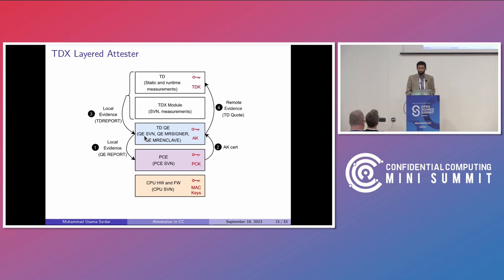And in the brackets we have here the important claims which are included in the evidence for TDQE. For instance, it's the QE-SVN, the security version number, and the QE-MR signer. For instance, for PCE, it's also the PCE-SVN. For TDX module, it's SVN, as well as the measurements. And for TD, it's static and runtime measurements, which is in addition to the static measurements, which are for SGX, for instance. It also has runtime measurements.